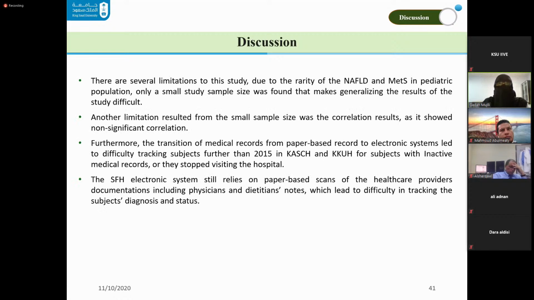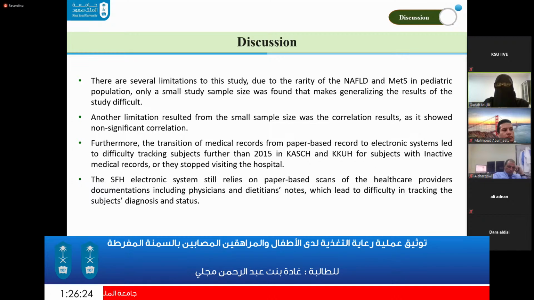There are several limitations to the study. Due to the relative rarity of those diseases in the pediatric population, it only led to a small sample size. This makes generalizing the results of the study difficult, and it has led to some non-significant results in the correlation test. Furthermore, the transition of medical records from paper-based records to an electronic system led to difficulty tracking subjects further than 2015 in CASH and King Khalid University Hospital. However, in Security Forces Hospital, it is a paper-based scan system of healthcare providers' documentation.